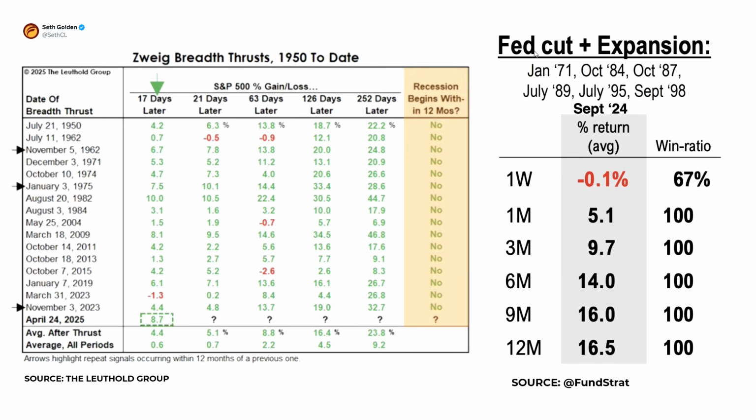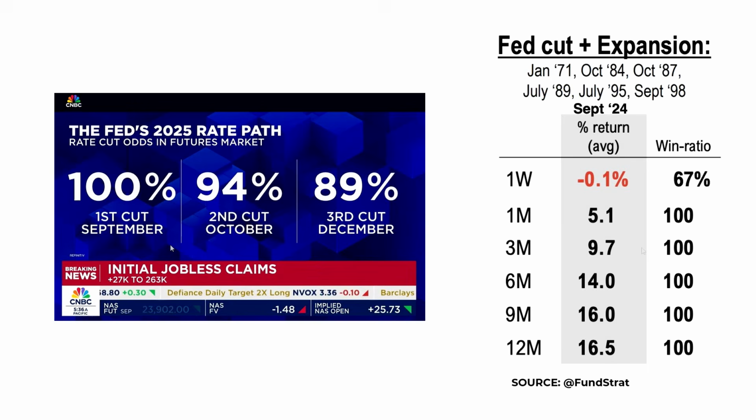When the Fed cuts in the context of an expansion, the average gain in the S&P 500 12 months later: 16.5%, with every single historical case higher a year later. And given what we know today, and given how the Fed operates, a 25 basis point cut next week is about as near as certain as it can possibly be. It's just the way the Fed operates.